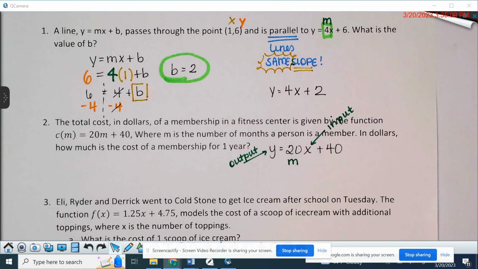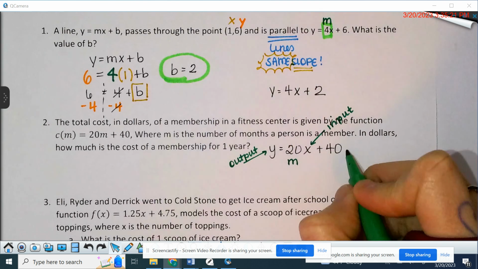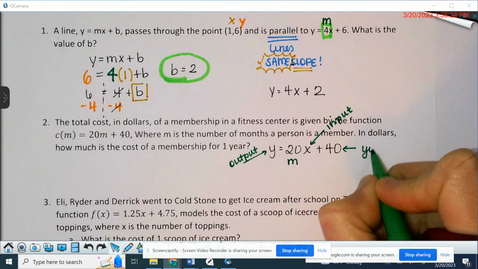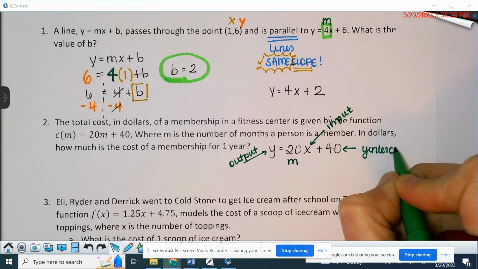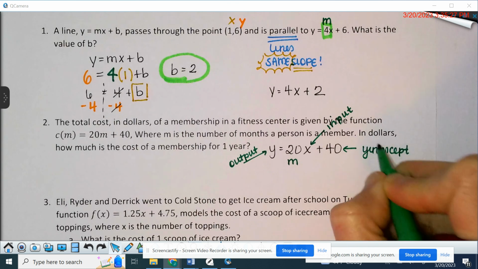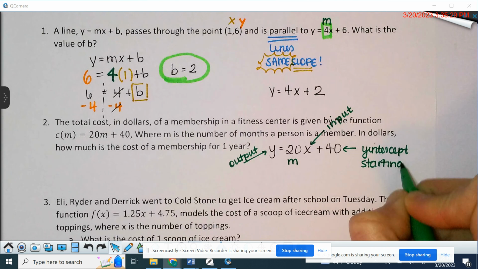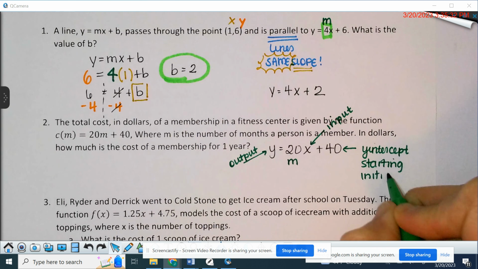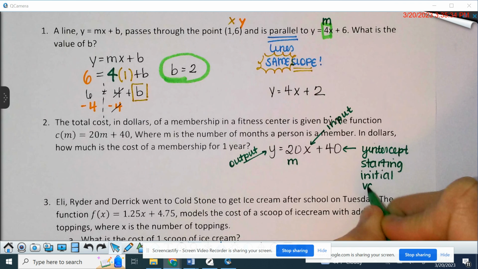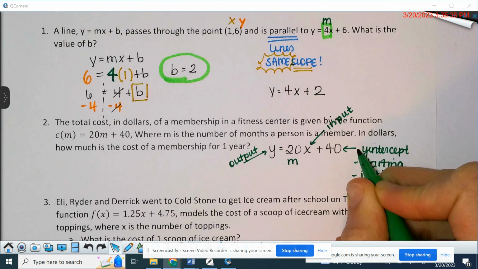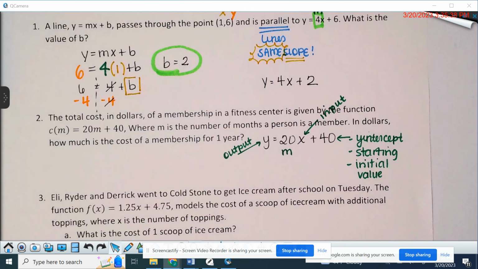Come on, guys, you got this. What's the y-intercept in that equation? If 20 is the slope, y is output, and x is input, what is the y-intercept? Yep, 40 is the y-intercept. Good. And that could be your starting value, your initial value. Starting amount is probably a better word. Starting amount, initial value.